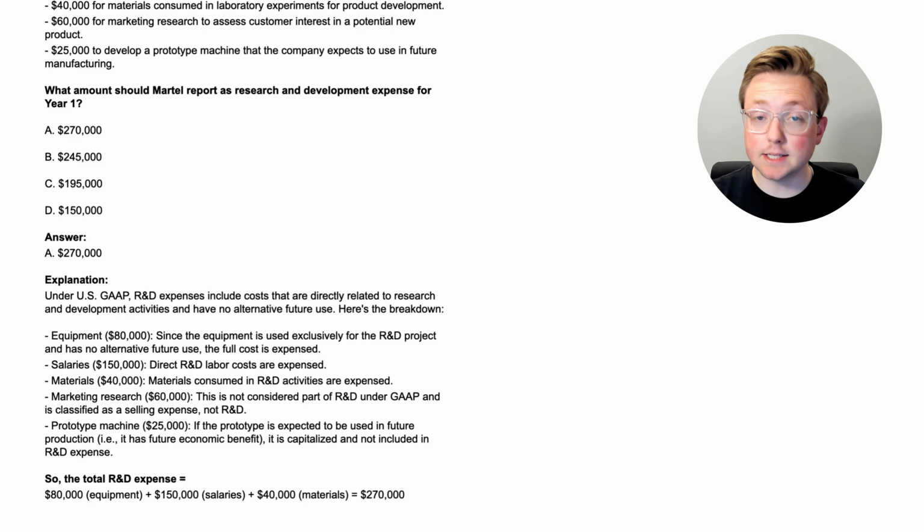Salaries, $150,000. These are direct R&D labor costs, so they are also expensed because those salaries are for people who are working directly on research and development. The materials, these are the materials consumed directly in R&D activities, so those are expensed as well.